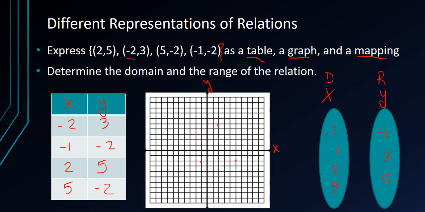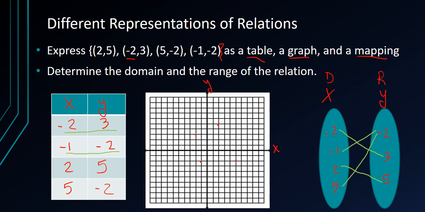And I'm going to write those in order, and then the -2 repeats, so I don't need to write that twice. Okay, and then to finish your mapping, you actually have to connect them so we know what number goes with which. So for example, -2 for x goes with 3, so I would draw a line from -2 to 3. -1 goes to -2, so I would draw that line. 2 to 5, and 5 also goes to -2, so I have 2 lines going up to my -2. And that's how you do mapping.